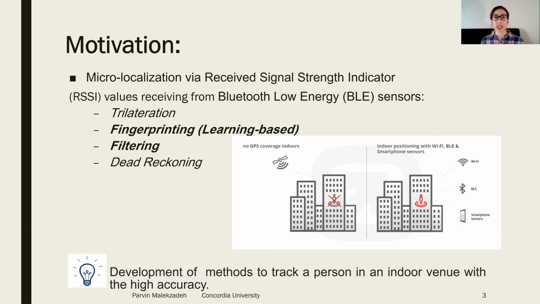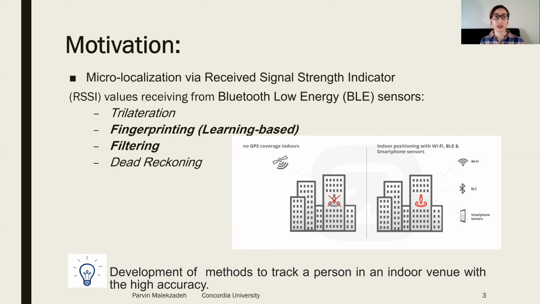In general, we can classify the methods of indoor localization via RSSI into four main groups. The first one is trilateration. For using trilateration, we need to have the distance of the user to at least 3 BLE sensors. Another method is fingerprinting, which uses the fingerprints of small zones in the indoor venue and estimates the location of the user as one of those zones.